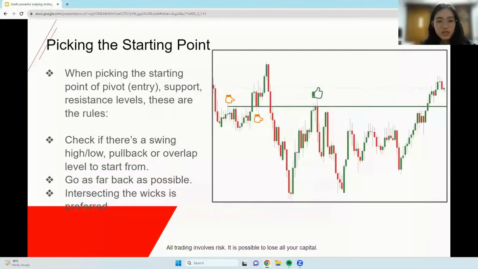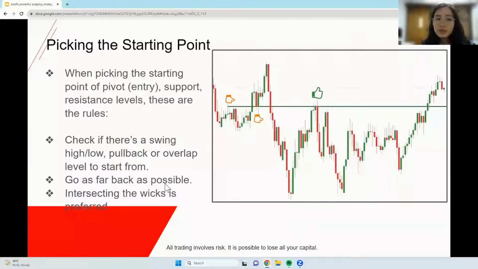Okay, so let's do a bit of a recap first. When you're picking the starting point, so basically your entry or your support or resistance levels, there are some rules that you have to follow. Firstly, we want to check if there's a swing high or low, pullback, or overlap level. So we talked about pullback already. Overlap, if you weren't here for our support and resistance, overlap basically means that there is a swing low as well as a swing high that are at the same level. Okay, that's what we call an overlap.